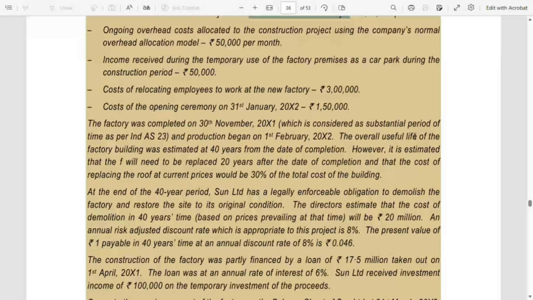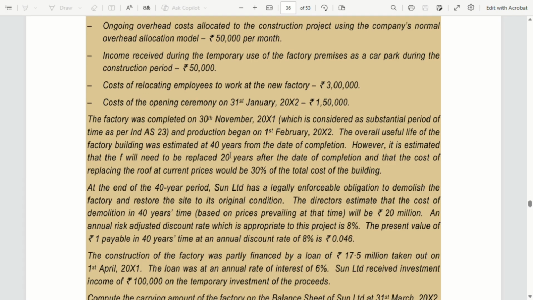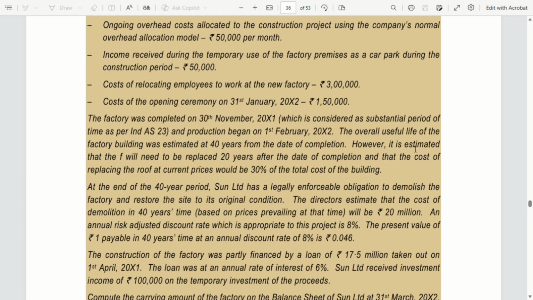The overall useful life of the factory building was estimated to be 40 years. So if we have to depreciate the building, we will use this useful life. However, it is estimated that the roof will need to be replaced 20 years after the date of completion. So here there is the roof part, I think this is the roof.